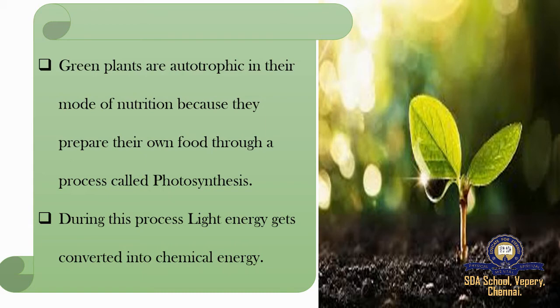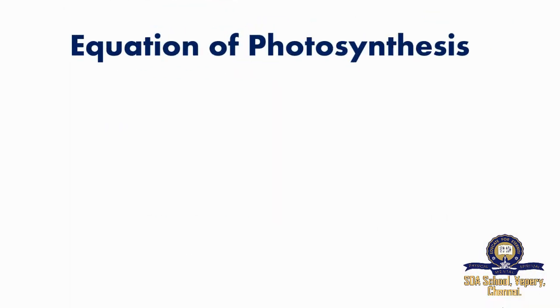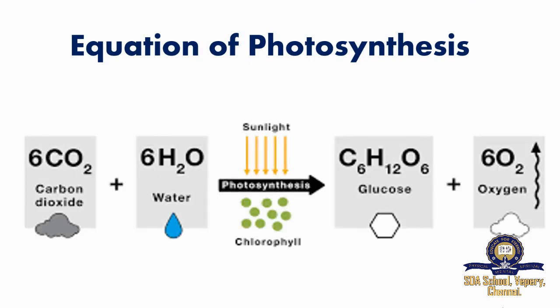And in this video, we saw the equation for photosynthesis. Yes, so this is the equation of photosynthesis. The final product we want is glucose, right? And we saw what all requirements are needed for photosynthesis: carbon dioxide, water, sunlight, and chlorophyll. These are the four requirements we needed for photosynthesis.